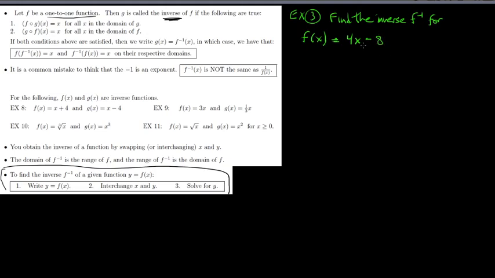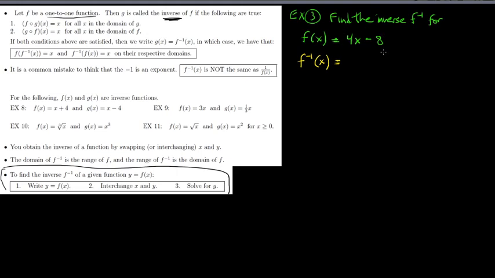I mean, it doesn't matter, but okay. So 4x minus 8, right? So what are we looking for? We're looking for f inverse, or g of x if you like, but f inverse is the way to write the inverse. So what function undoes this function here? What undoes the function 4x minus 8?